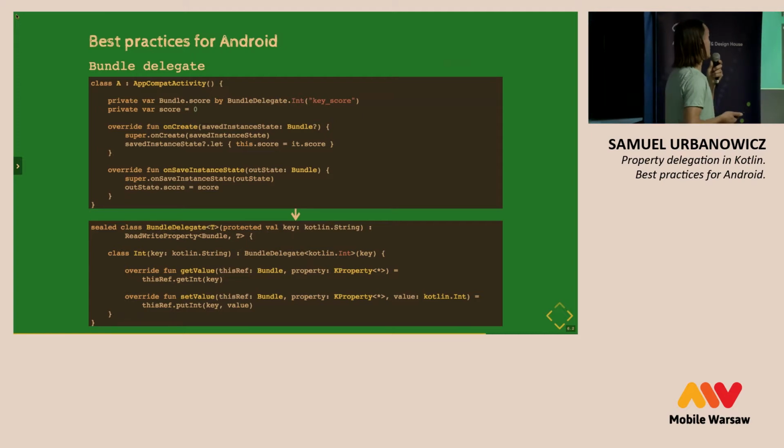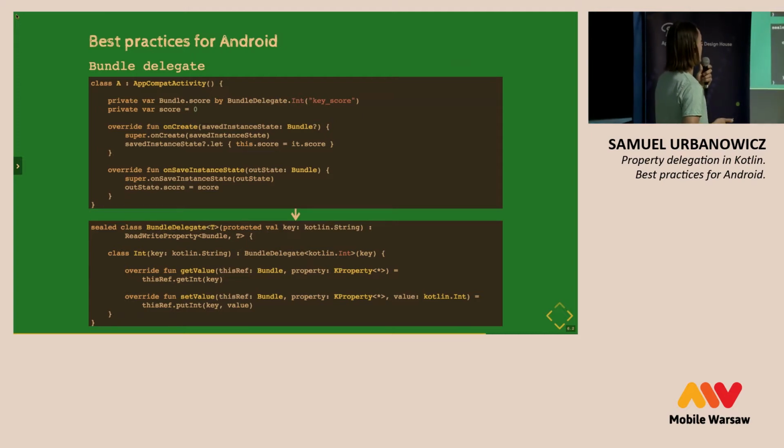This time, we are going to create an extension property, actually a private extension property, for the Bundle class. Let's take a look at what is going on here.